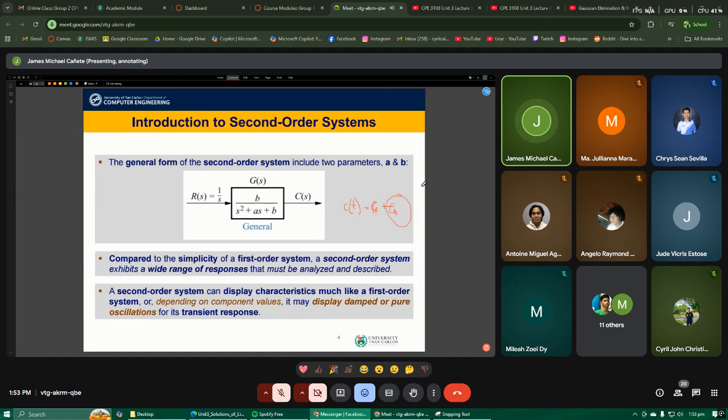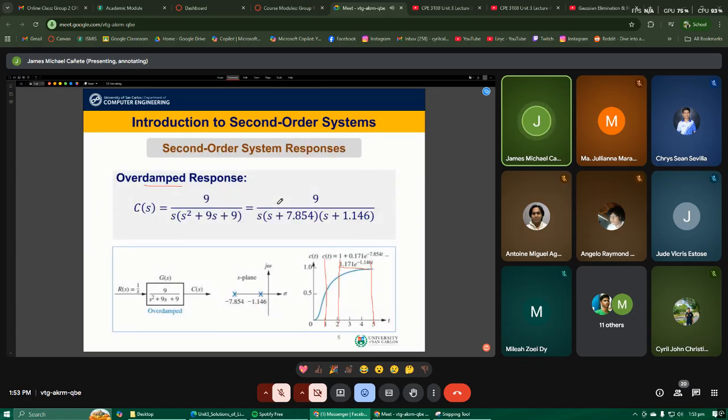What are the values of a and b that generate a certain type or a certain class of second order systems? So the first thing we will learn are... The first type of system we'll look at are systems whose transfer function is defined by this.